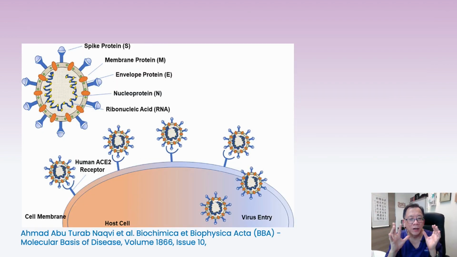Now, this is a very simple diagram showing you how the spike protein interacts with the human cell receptor, and then when it interacts with it, the cell accepts the virus and the virus penetrates into the cell. What you really want are antibodies that block this entry.